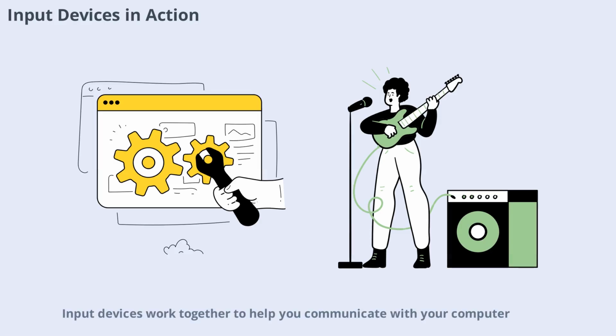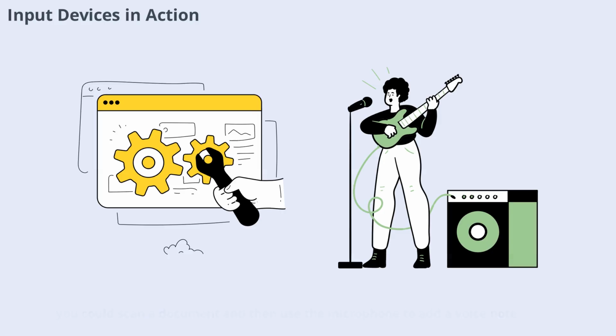Input devices work together to help you communicate with your computer. For example, you might use the keyboard to type a message and the mouse to click send, or you could scan a document and then use the microphone to add a voice note.